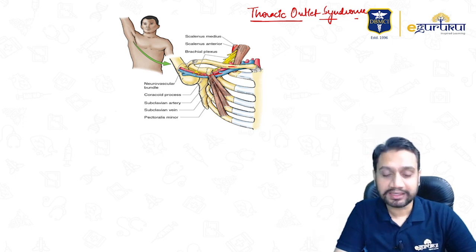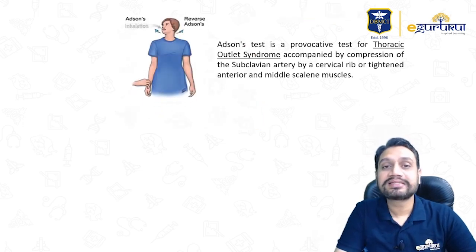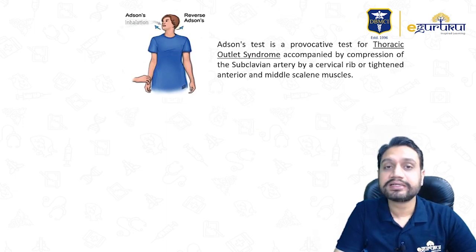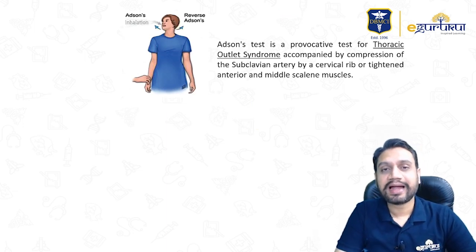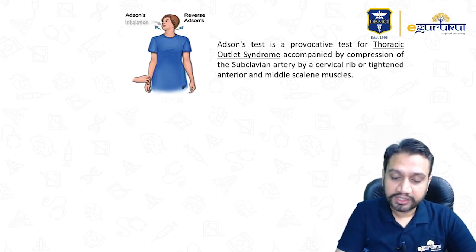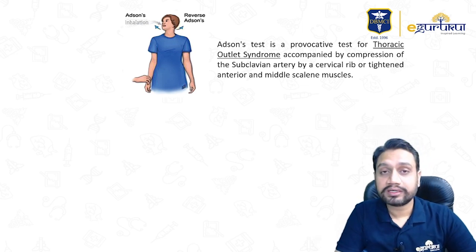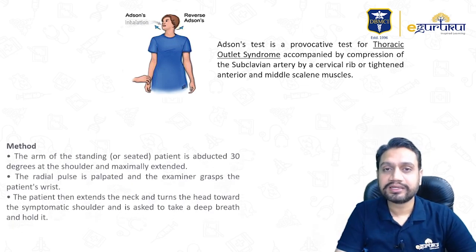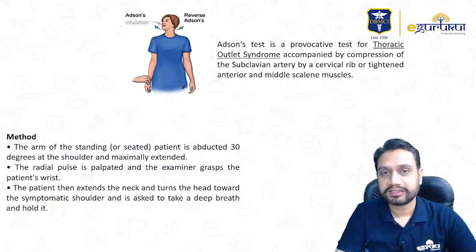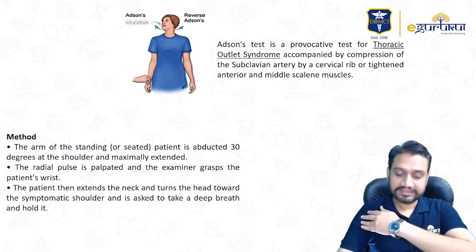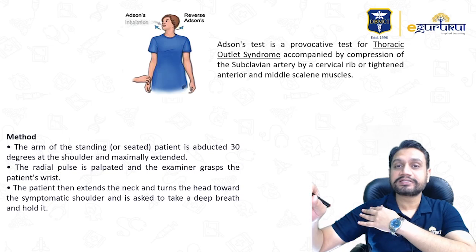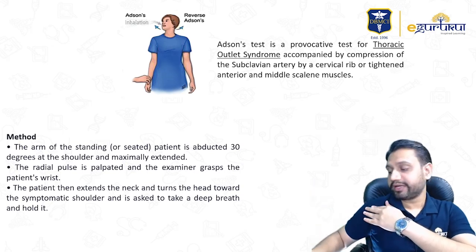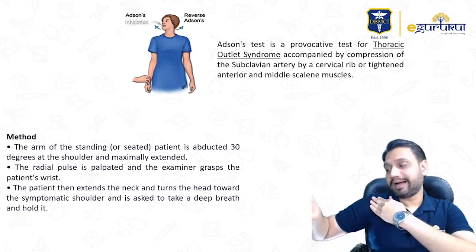What are the tests which are being done? Test number 1 is what we call the Adson test. So what do we do in the Adson test? The Adson test or the Roos test are the tests for thoracic outlet syndrome. In the Adson test, the patient is asked to stand straight or maybe sit. The shoulder will be abducted to 30 degrees and extended.